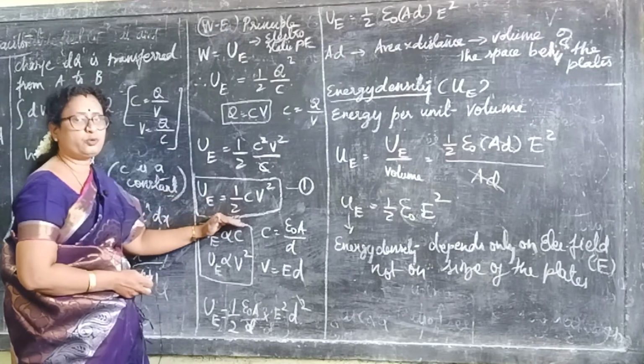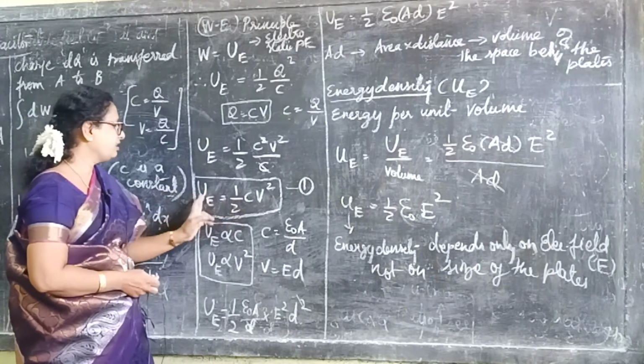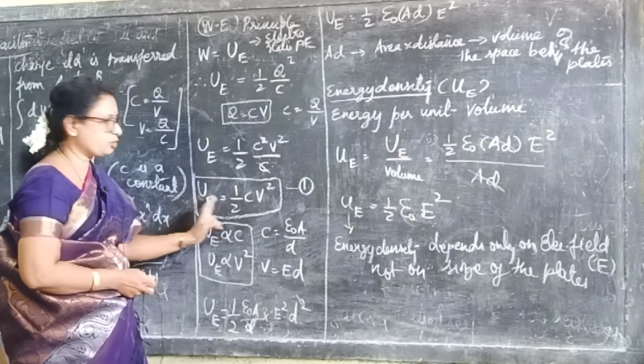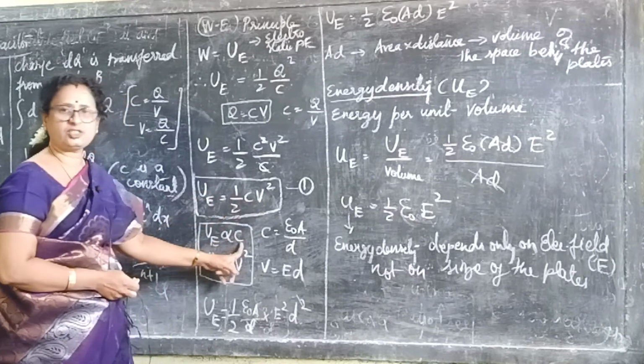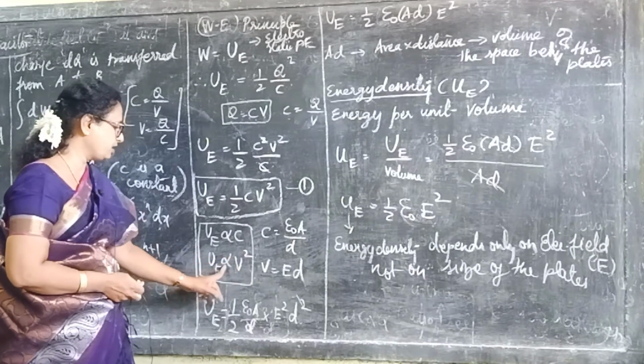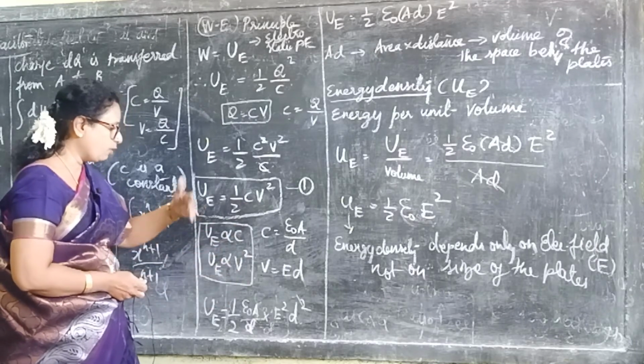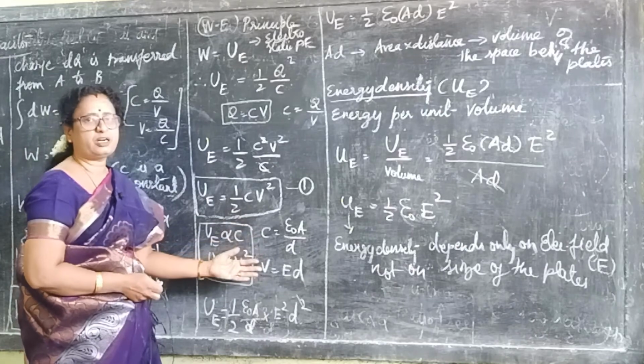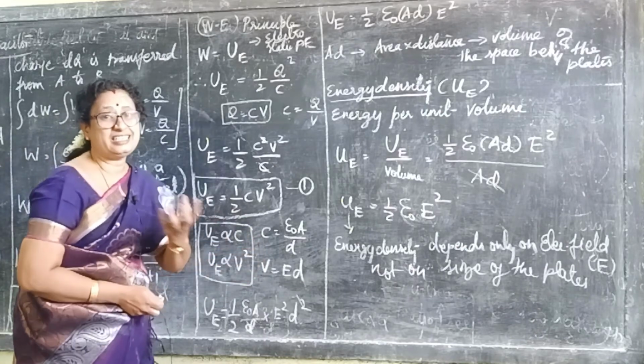From this expression, what do we understand? We understand this electrostatic potential energy depends on two factors. One is the capacitance of the capacitor, another one is the square of the voltage. U_e is directly proportional to V squared. Now we are going to write it in another form because we are going to define energy density.